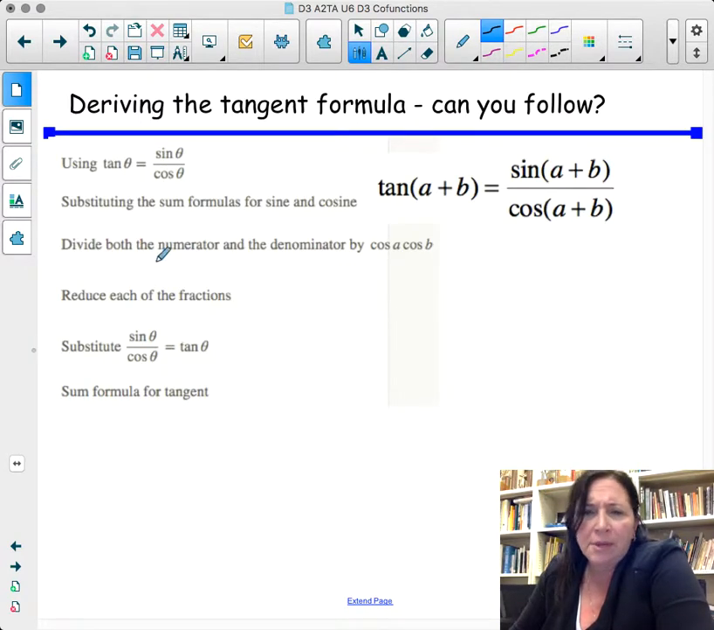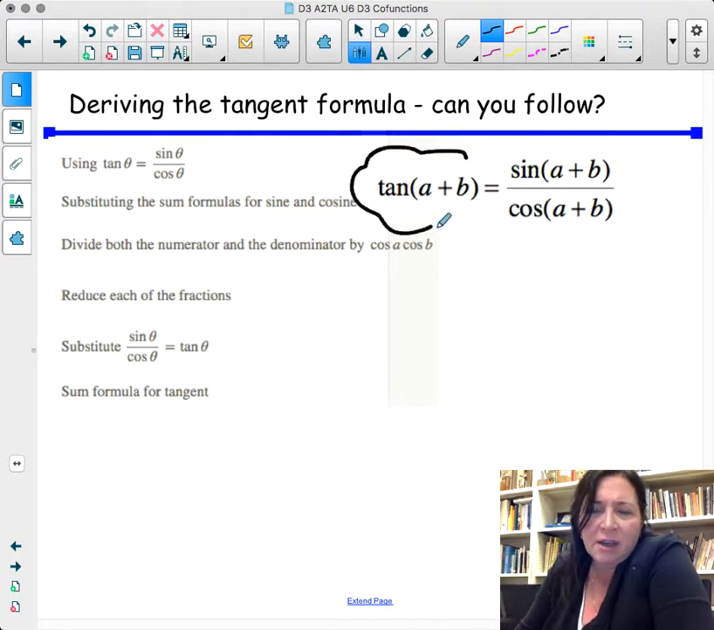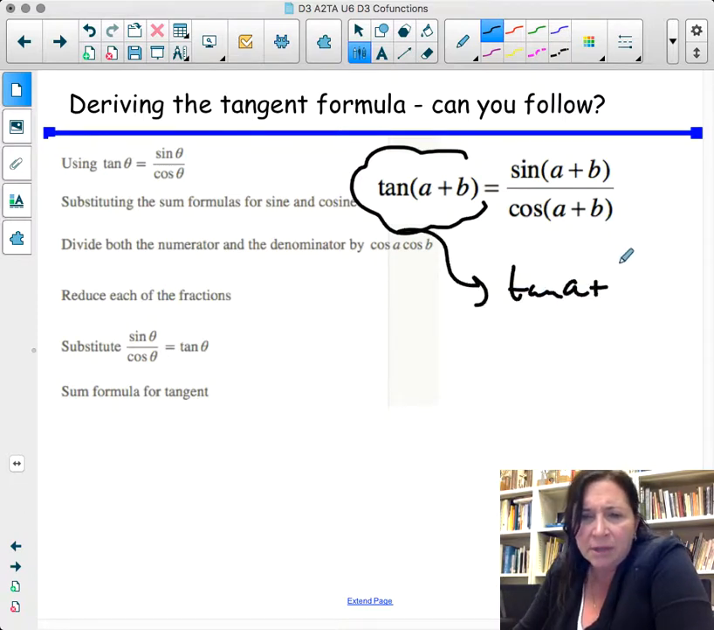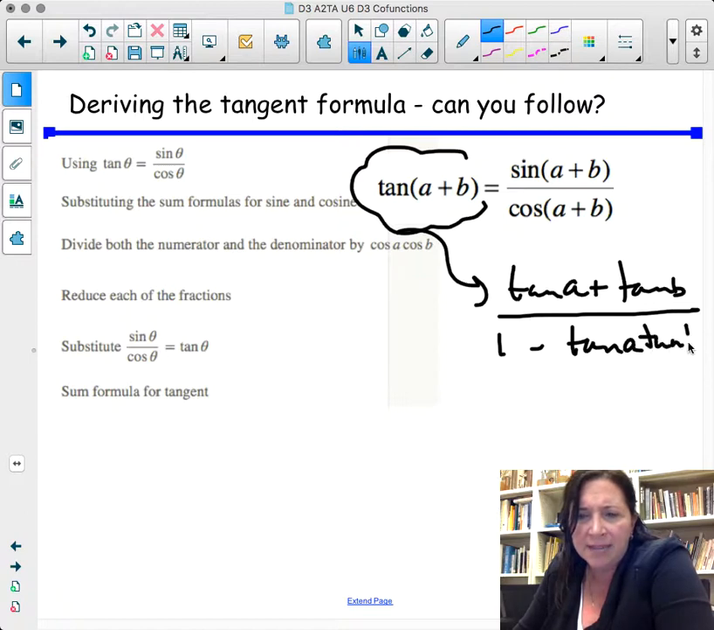The next problem here, see where it says tangent of A plus B? Now we did that expansion, right? We did this, we know this. This is tangent of A plus tangent of B all over 1 minus tangent of A times tangent of B.